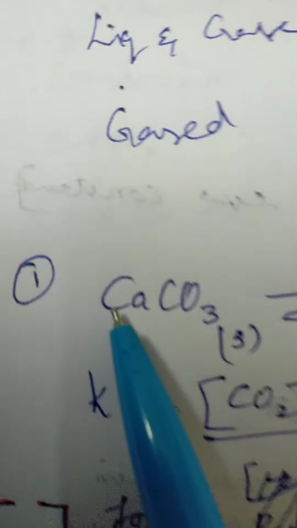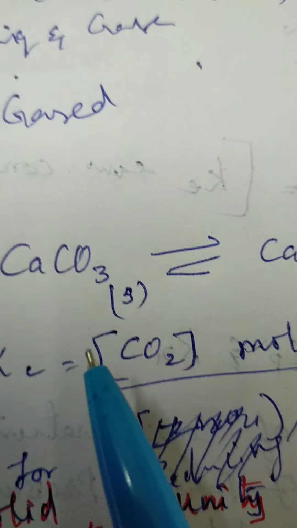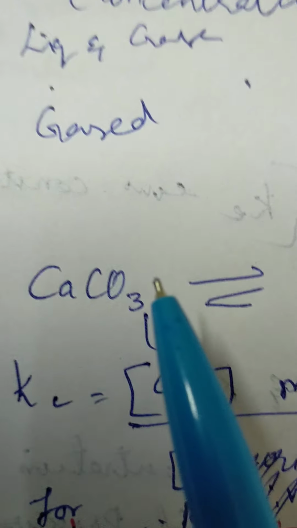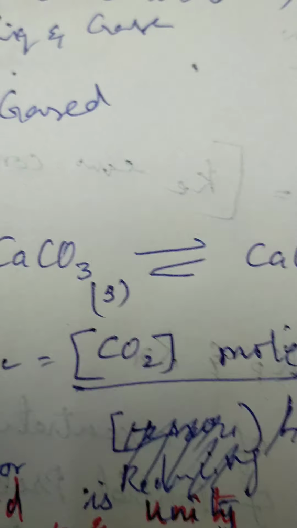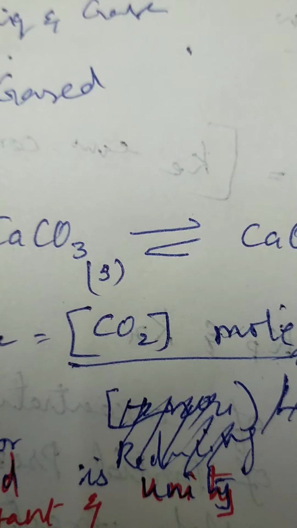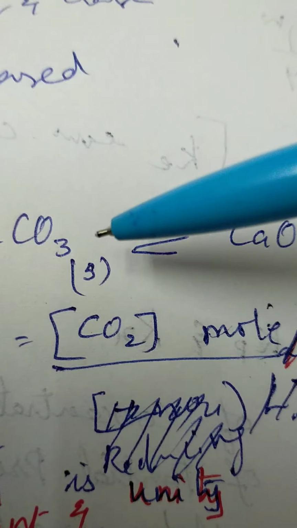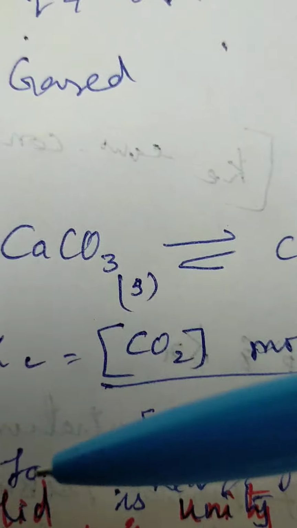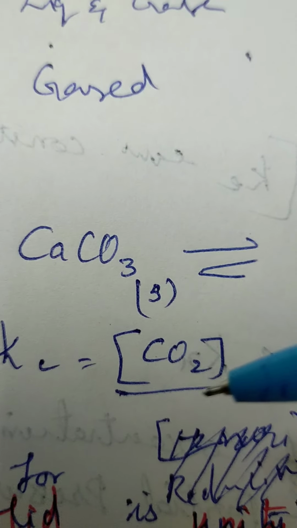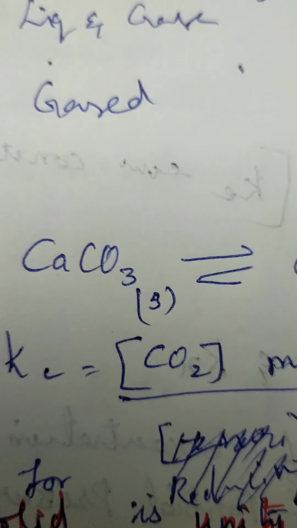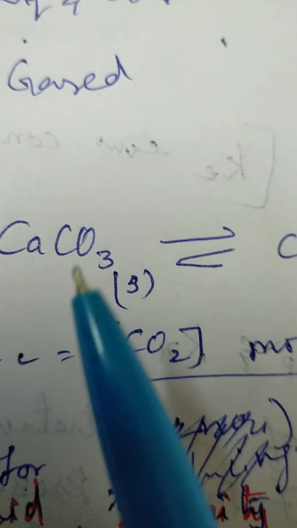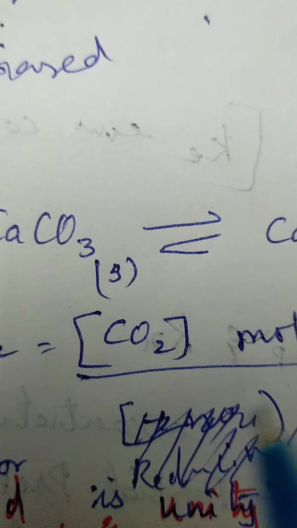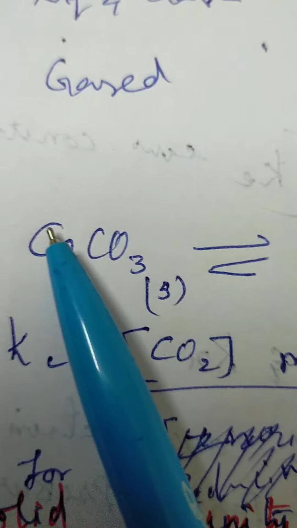Let us take this example. You can write Kc and Kp for a given equation. If it is given as a word equation, you have to write the chemical equation and convert it into a balanced equation with the physical states. Then you can write Kc and Kp for a particular reaction: the equilibrium constant in terms of concentration and in terms of partial pressure.